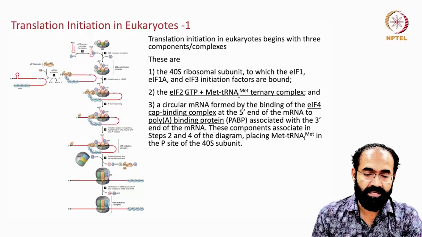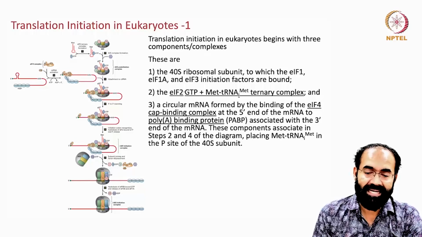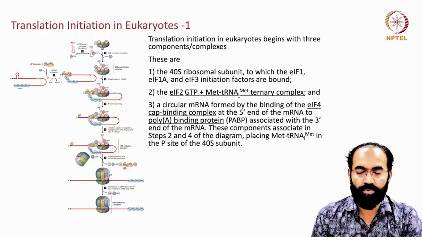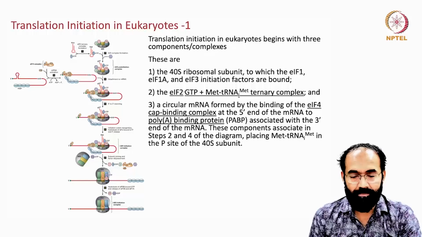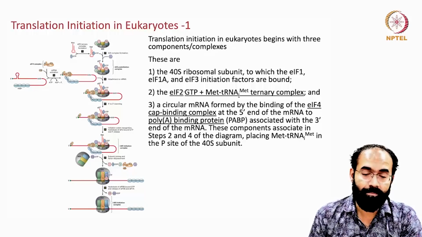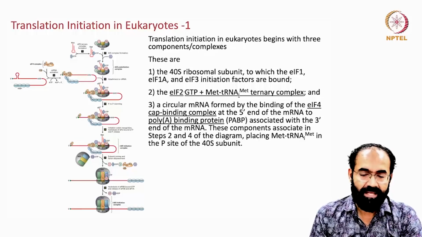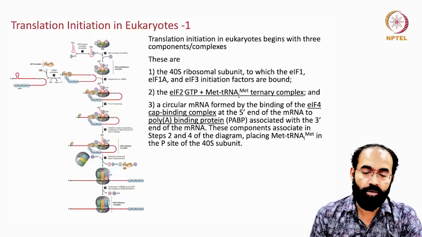And as a third step, a circular mRNA is formed by the binding of the eIF4 cap binding complex at the 5' end of the mRNA to poly A binding protein. So understand, the RNA forms like a bangle. PABP, the poly A binding protein, and the cap binding complex in the 5' end form a circular assembly. PABP is on the poly A tail, whereas the cap binding complex is on the 5' cap.